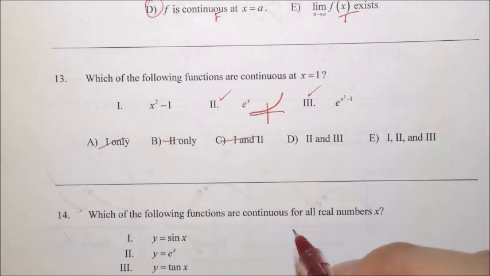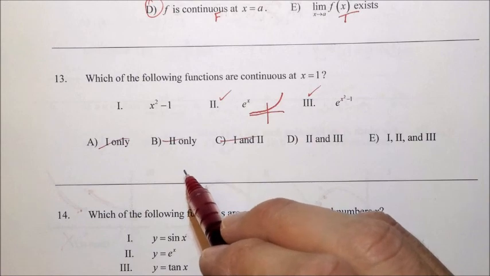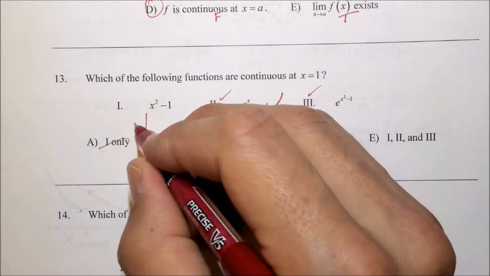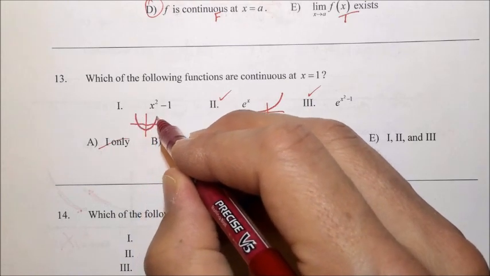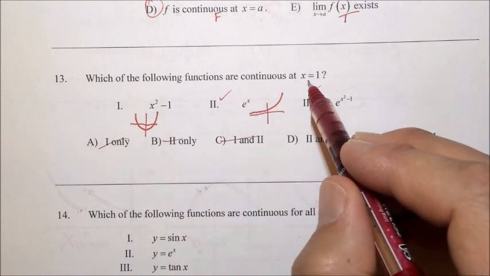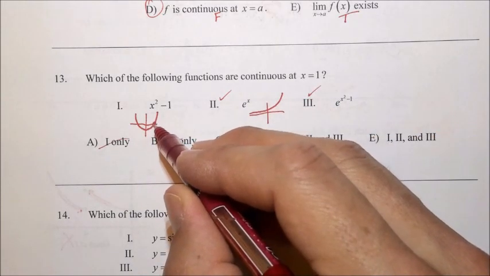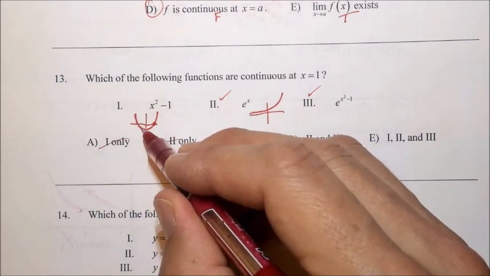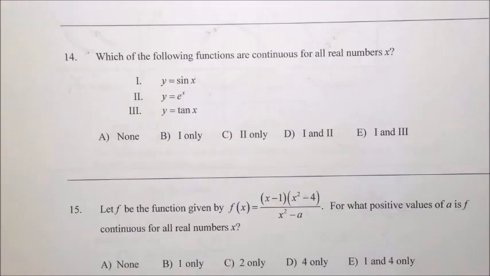Let's go to Roman numeral number 1, x squared minus 1. You can graph that. That's a polynomial. That's the graph of x squared moved 1 unit down. Did I have to take my pen off the paper at x equals 1? Absolutely not. Okay, there it is right there at that point. And my pen was staying on the paper. So that's true as well. So it's all 3. Our answer is E.